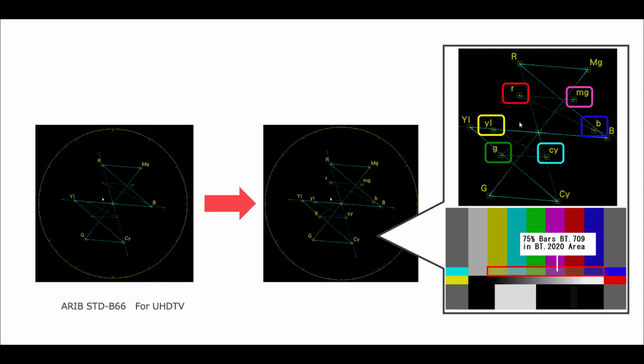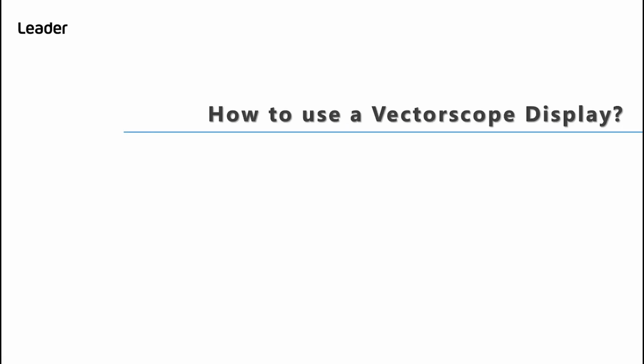The Leader Zen series supports display of both the ARIB STD-B66 and STD-B72 markers on the Vectorscope graticule. So now that we understand the information being displayed by the Vectorscope, let's see how it can be used in day-to-day television and film production.